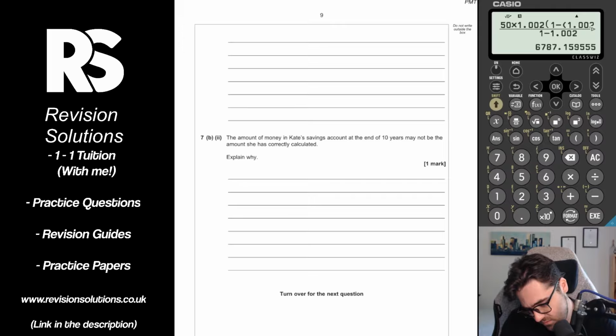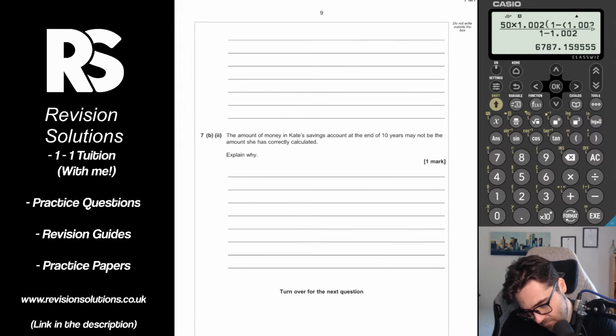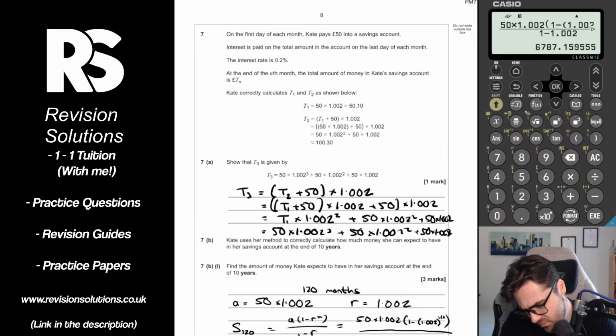Then for B part 2, it says the amount of money in Kate's savings account at the end of 10 years may not be the amount she has correctly calculated. Explain why. Let's see what they said.